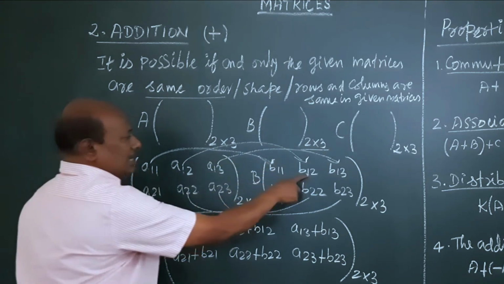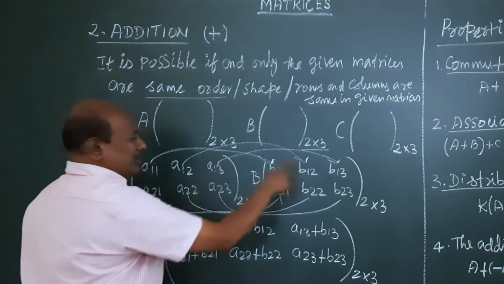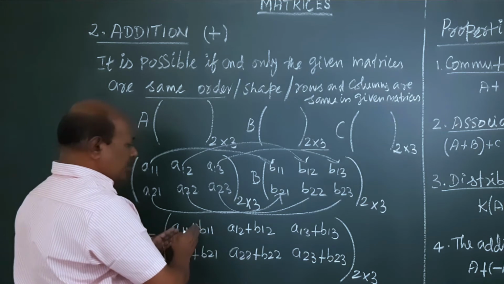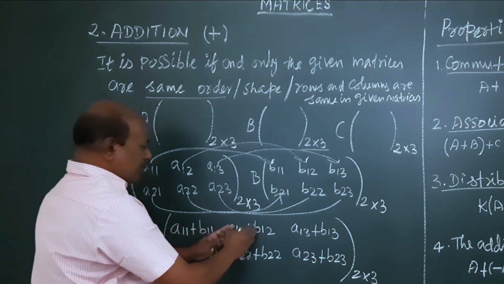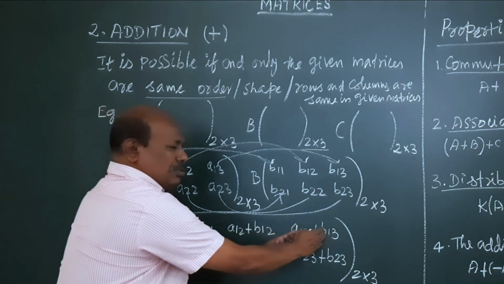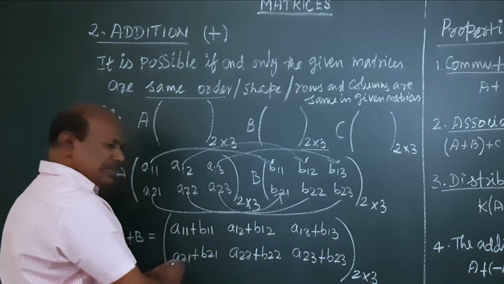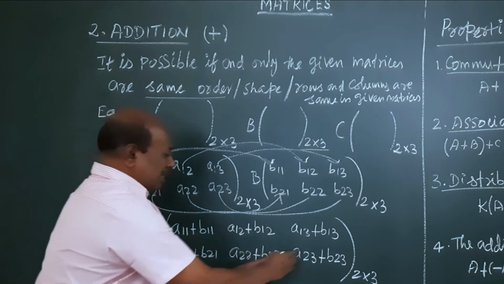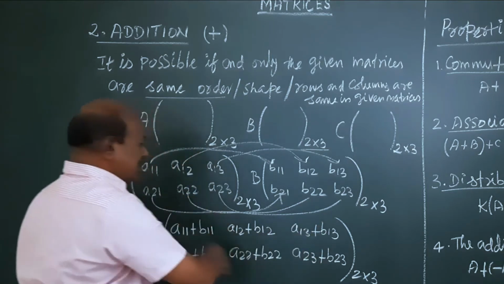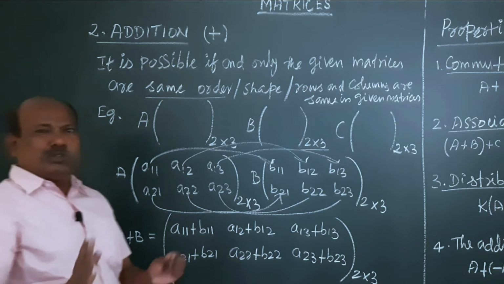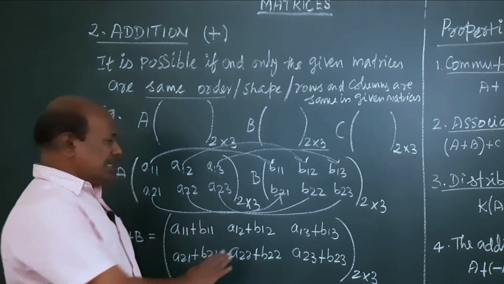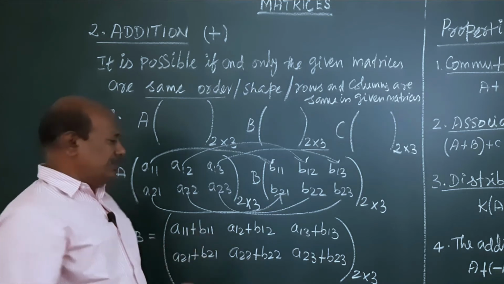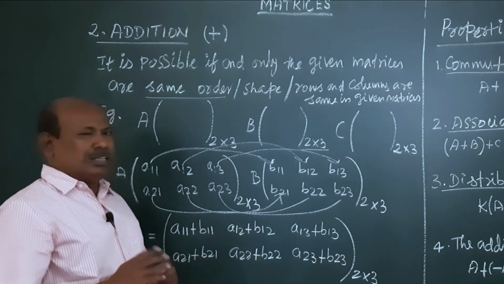This element added with this element, this element added with this element. So we have to classify: first row first column, first row second column, first row third column. Like that, second row first column, second row second column, second row third column. So the corresponding elements should be added. That is the addition of given matrices. This is a clear example.